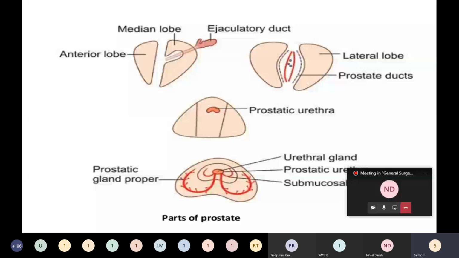Between the anatomical capsule and the prostatic sheath lies a prostatic venous plexus. So this is showing the lobes of the prostate and the venous plexus.